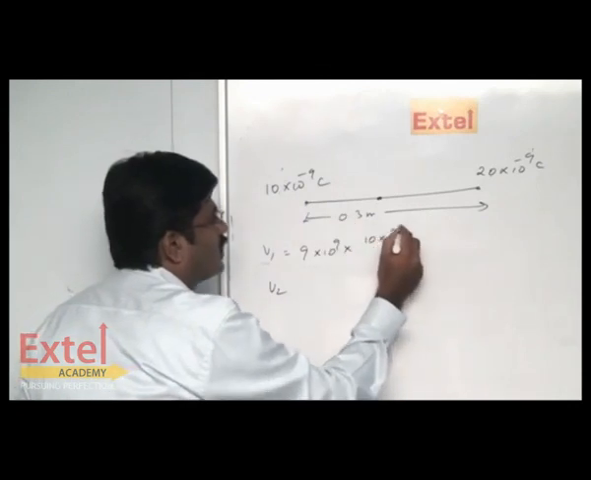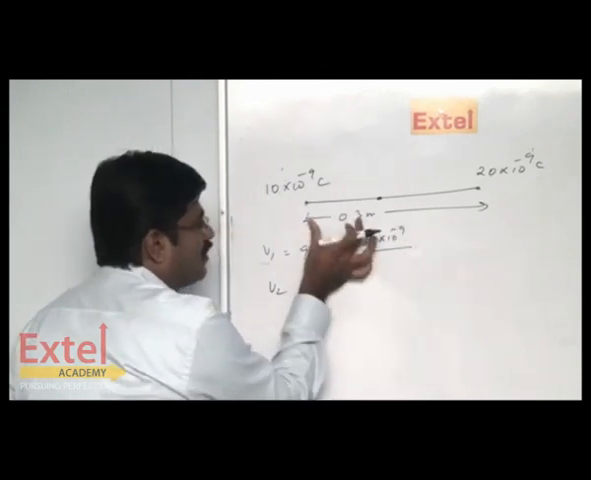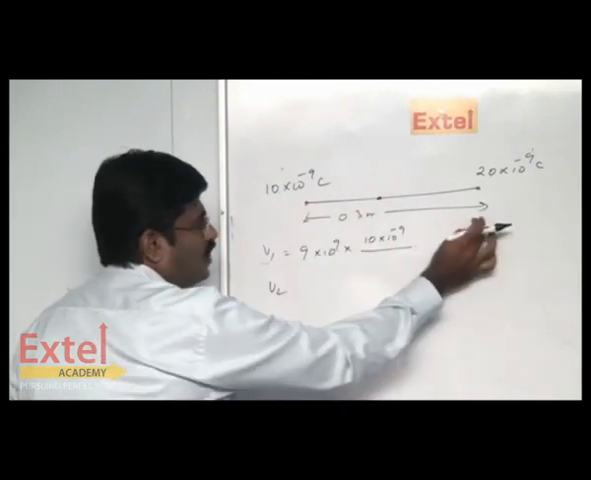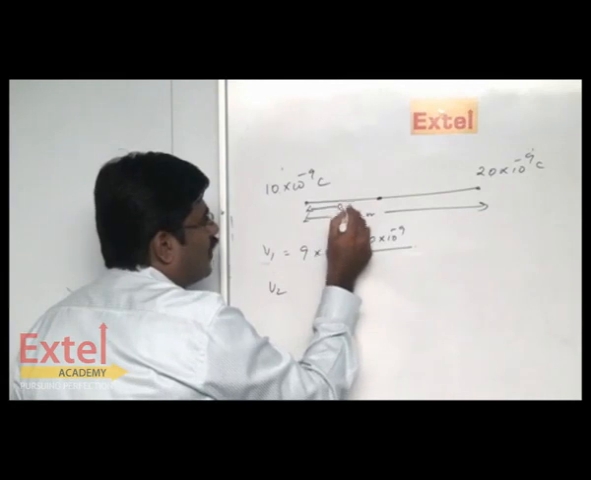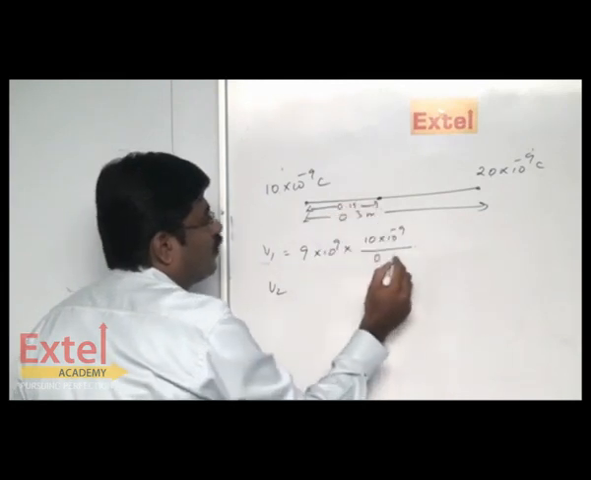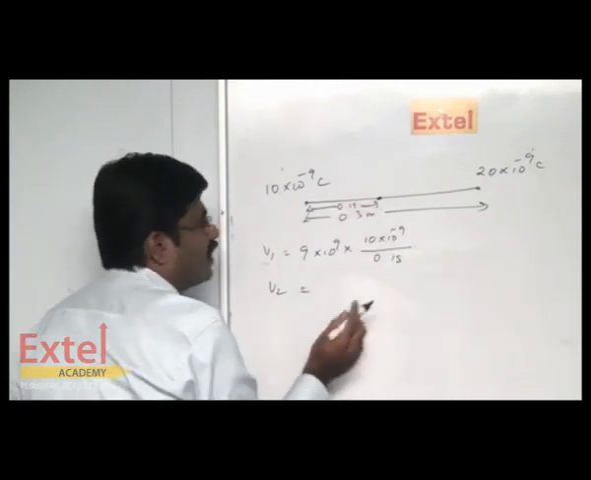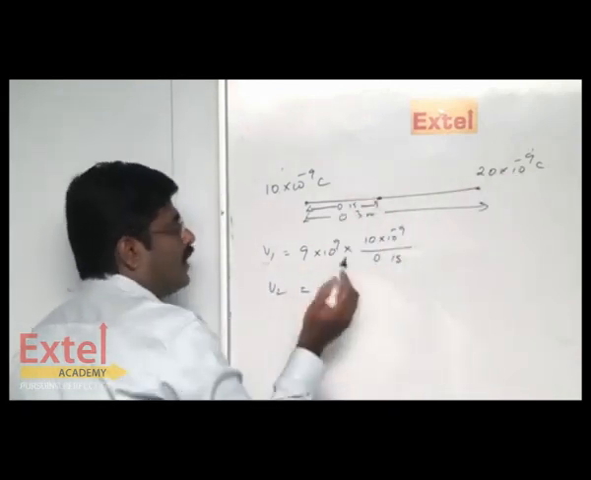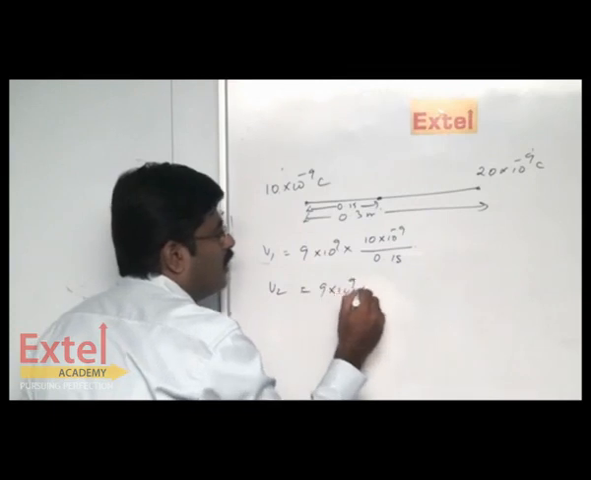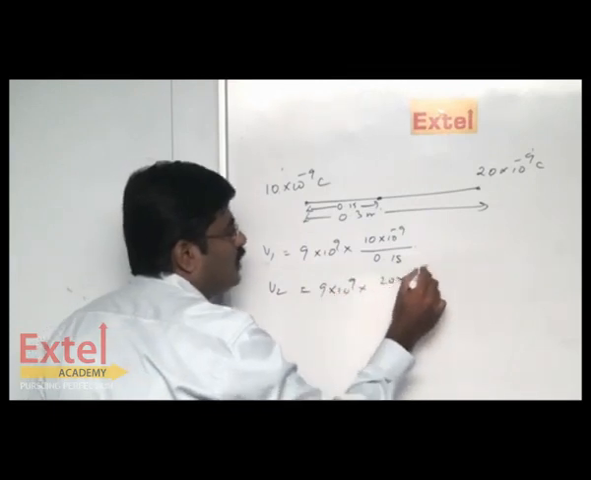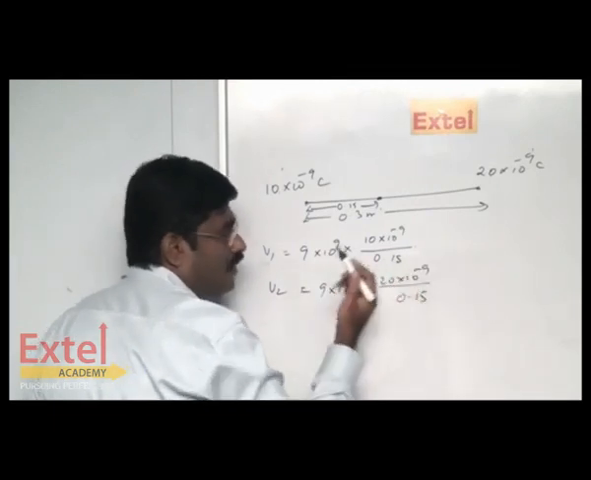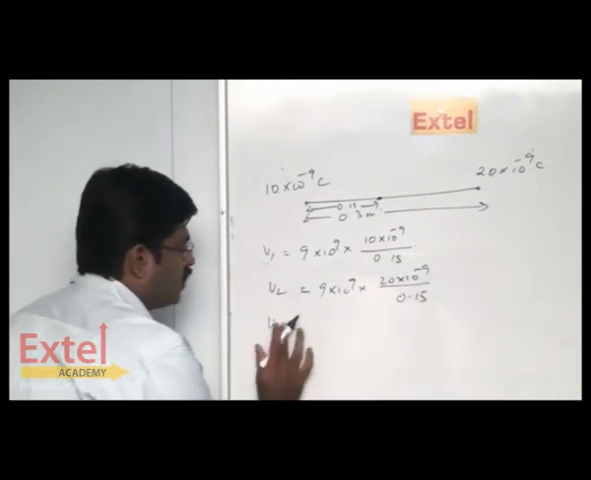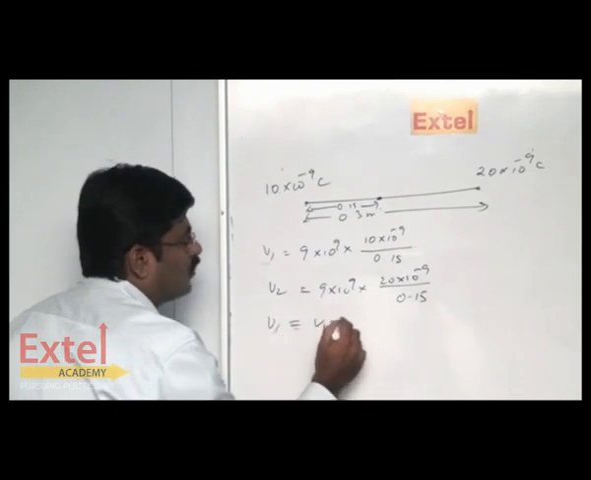10 into 10 to the power minus 9 by R. What is R? At the midpoint, the whole distance is 0.3, and half of the distance is 0.15. Similarly, what is the potential offered by this 20 nanocoulomb charge at the midpoint? 9 into 10 to the power 9 into 20 into 10 to the power minus 9 by 0.15. So what is the total potential? You have to add both. Total V is equal to V1 plus V2.